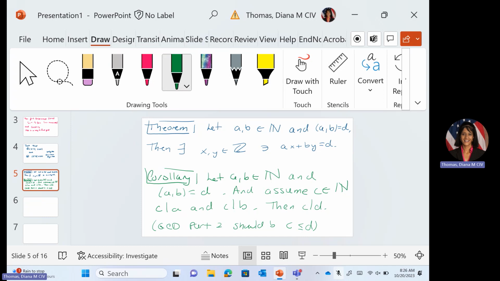Could you clarify GCD part 2? There were two parts to the GCD. One is that the GCD has to divide A and B, and the second part was that if C divides A and C divides B, then I put C divides D, but it should be C is less than or equal to D. It's going to turn out to be one and the same thing.